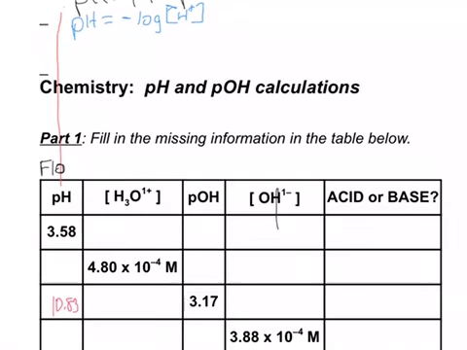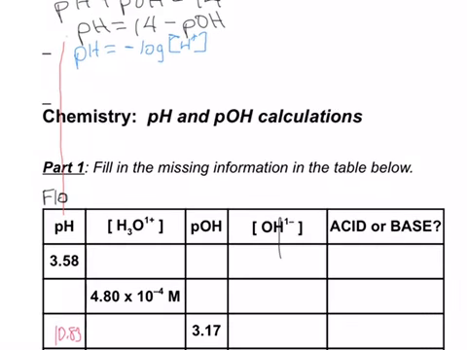So let's take a look at the second row there. In the second row, we see that the concentration of hydronium ions, it's the second column, is 4.8 times 10 to the negative fourth, has a molarity. That M stands for molarity, right? We're looking at concentration.